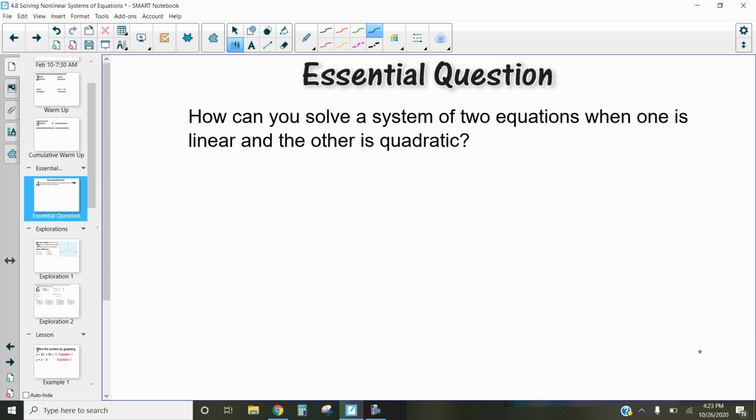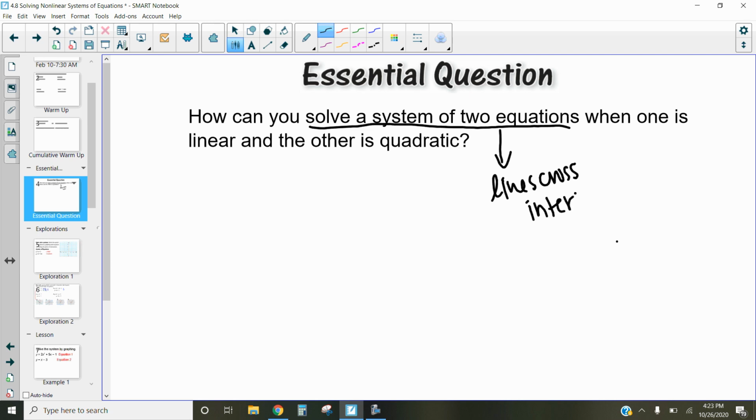Hi, this is Mrs. Kidman, and in this video, we're going to be discussing how we can solve a system of two equations when one is linear and one is quadratic. Now, when we talk about solving a system of two equations, really what that's asking us is I want to figure out where do these lines cross, or where do they intersect?